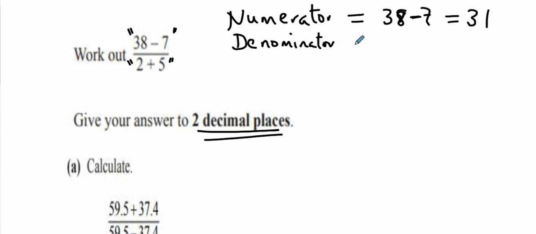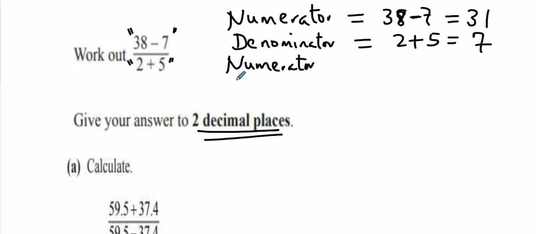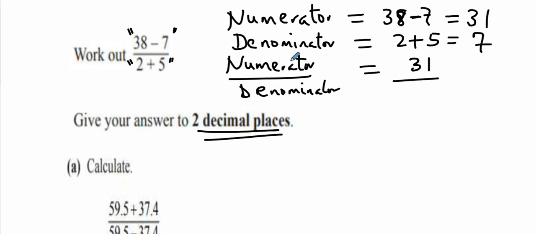Okay, the denominator is 2 plus 5. What is 2 plus 5? That is 7. Then do the numerator divided by the denominator. The numerator we got is 31, the denominator we got is 7. Now give your answer to 2 decimal places.